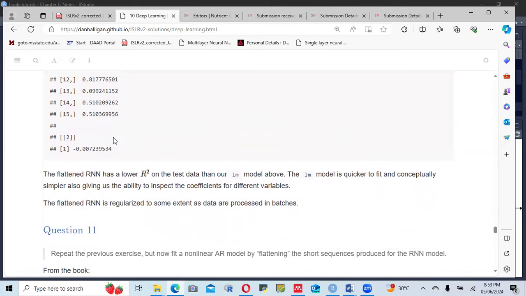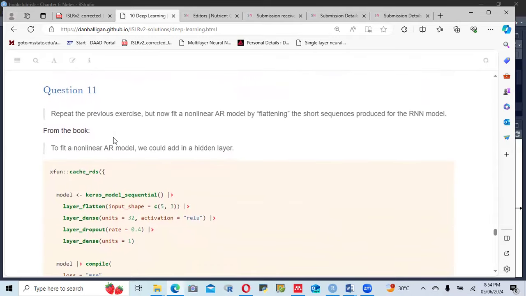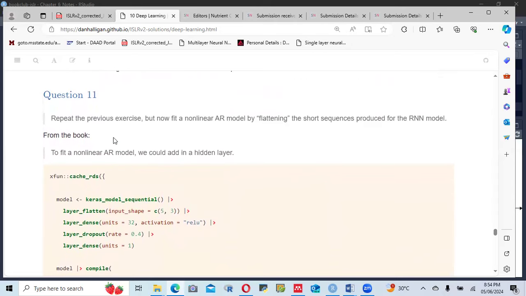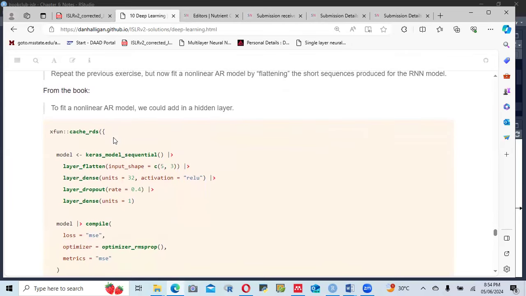We can see that the flattened RNN has a lower R square on the test data than our LM model above. The LM model is quicker to fit and conceptually simpler, also giving us the ability to inspect the coefficients for the different variables. The flattened RNN is regularized to some extent, as data are processed in batches. Question 11 says we should repeat the previous exercise, but now fit a nonlinear AR model by flattening the short sequences produced for the RNN model. From the book, to fit a nonlinear AR model, we could add a hidden layer.